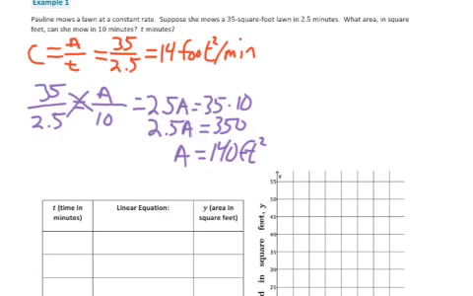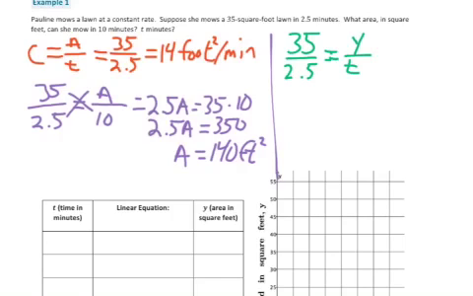Okay, so now let's set up our equation to figure out, in t minutes, how much she can mow relative to distance. Again, set up our known ratio, 35 over 2.5. Now we do not know the area, so in this case we'll call it y like we did the other time. And we don't know the time, so we're going to put t.